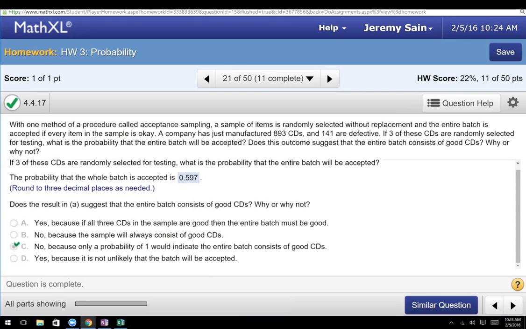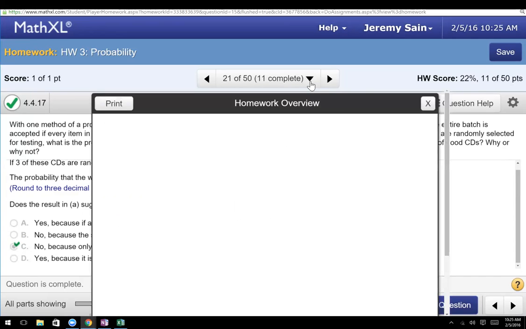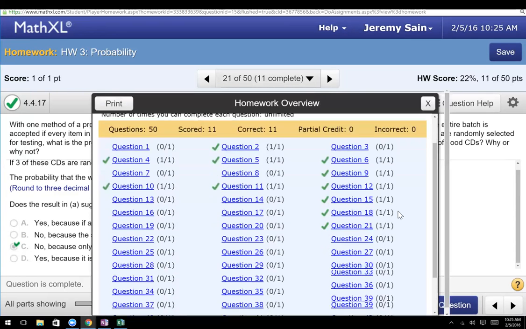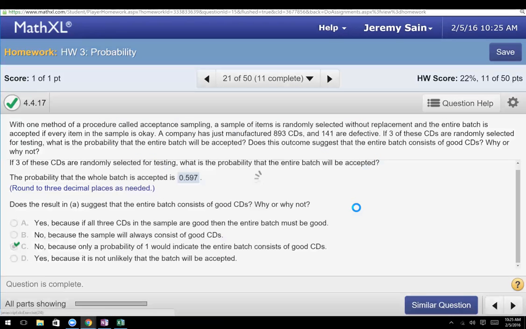So if you had probability 1, then you would know, okay, the whole batch is good. We only have 60. In real life, you'd probably say 90 is probably good enough. But anyway, I figured they would probably go for about 95 or so. That tends to be what's common in this book. But anyway.